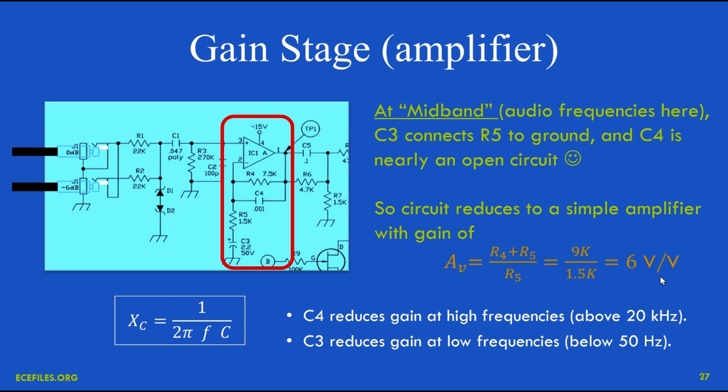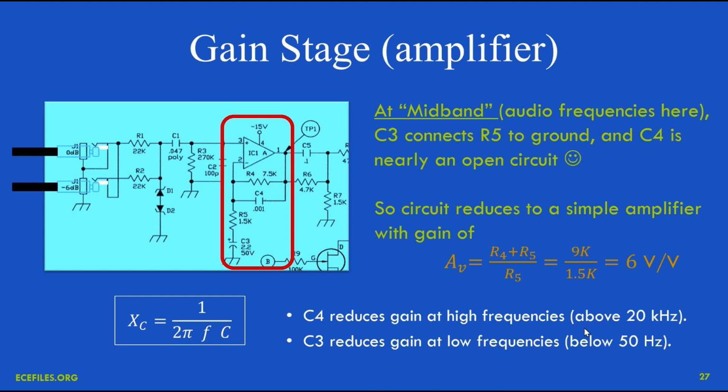Now, with the tools and concepts we've just developed, we can look at the reactance XC of these capacitors, C4 and C3, and understand what's going on with them. At audio, C4 is essentially not there, and C3 just connects the bottom of R5 to ground. But what happens at other frequencies? Well, we can use what we've just learned to figure that out, and I've summarized it at the bottom here.